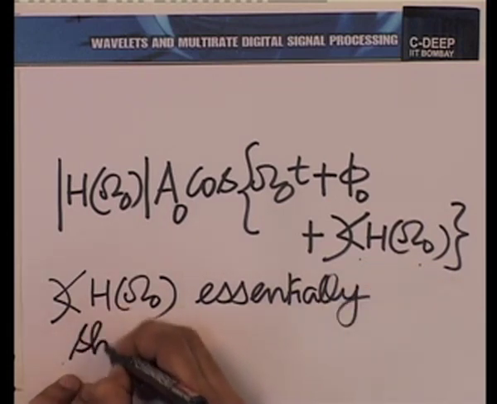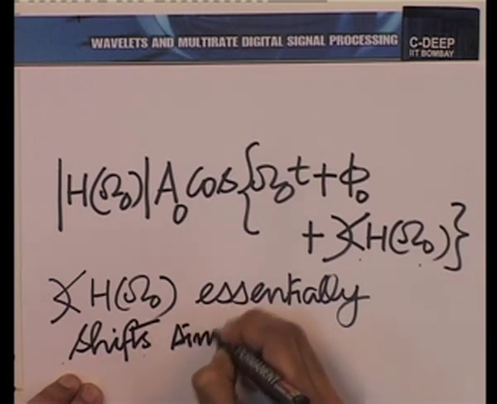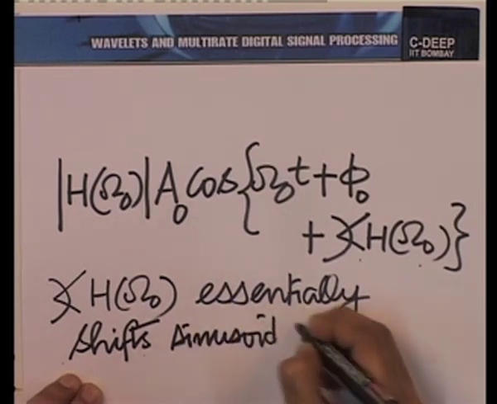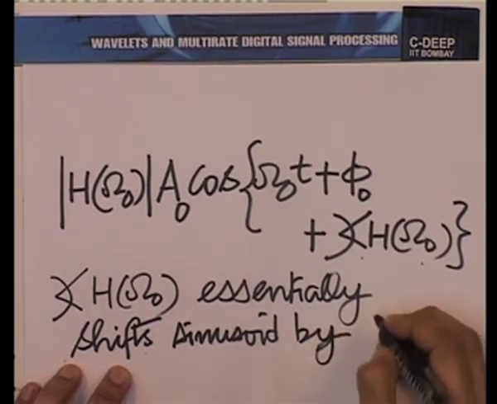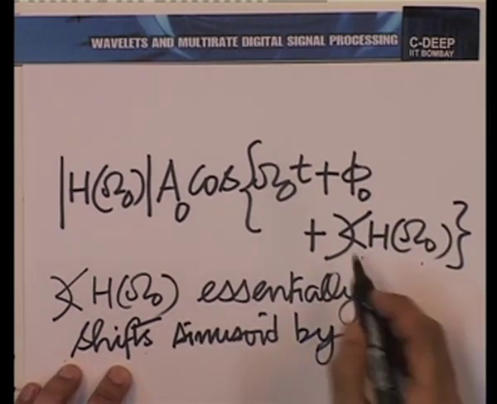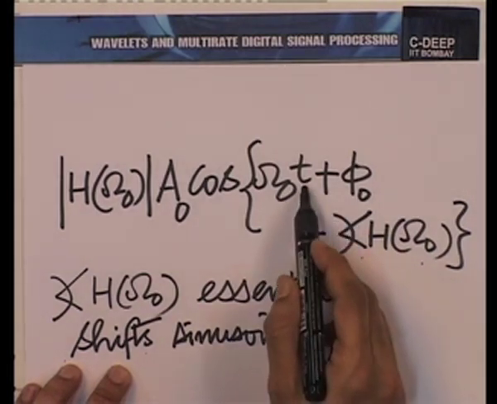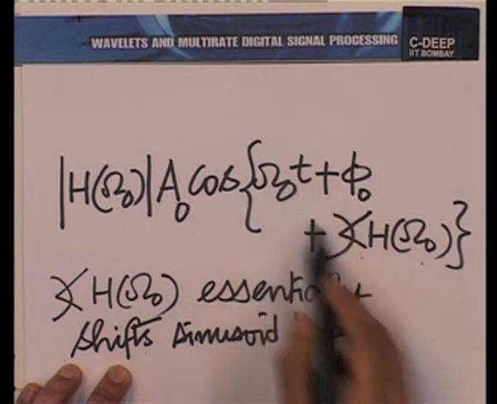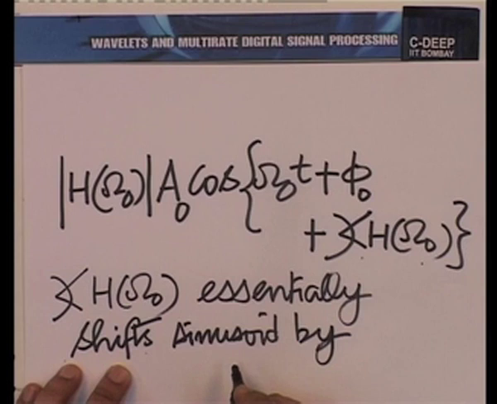shifts the sine wave, shifts the sinusoid by... t is to be replaced by t plus something, and that plus something is given by this divided by omega. So, let us write it out explicitly that way, let us reason out what it should be explicitly.